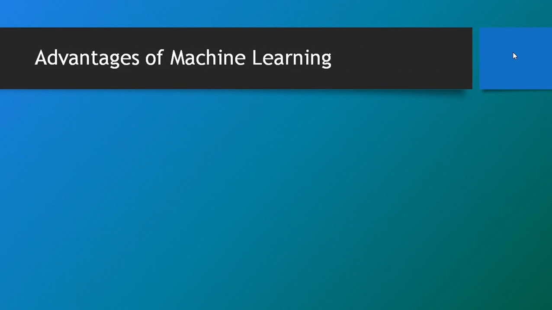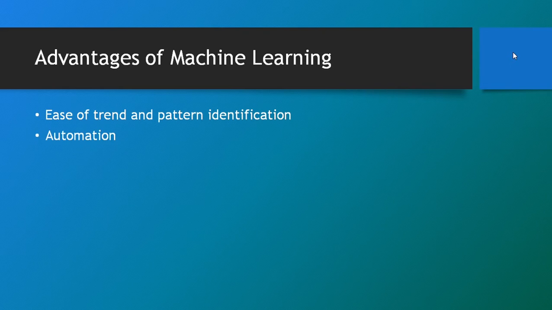Advantages of machine learning. Firstly, ease of trend and pattern identification. Machine learning has the ability to detect trends and patterns in data given to it easily and effectively, provided it is sufficient. This allows machines to generalize and create a possible model. Secondly, automation. All of this is automated and the machine does it on its own with minimal human interference. Hence, it is free from human errors.